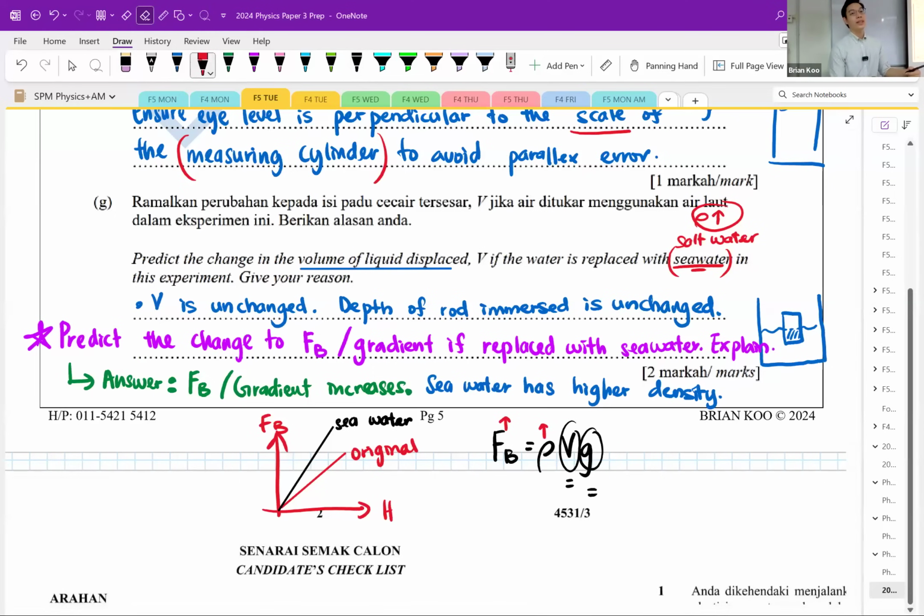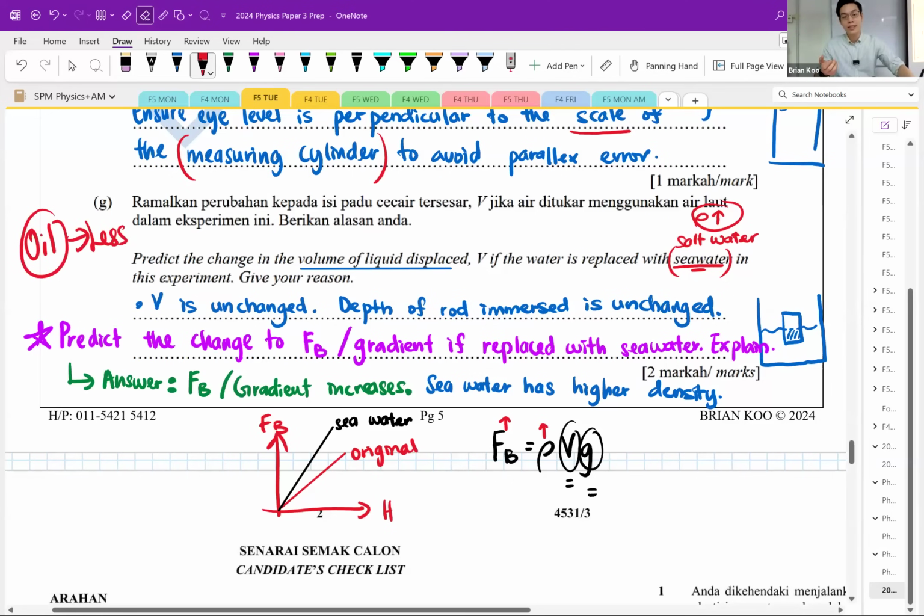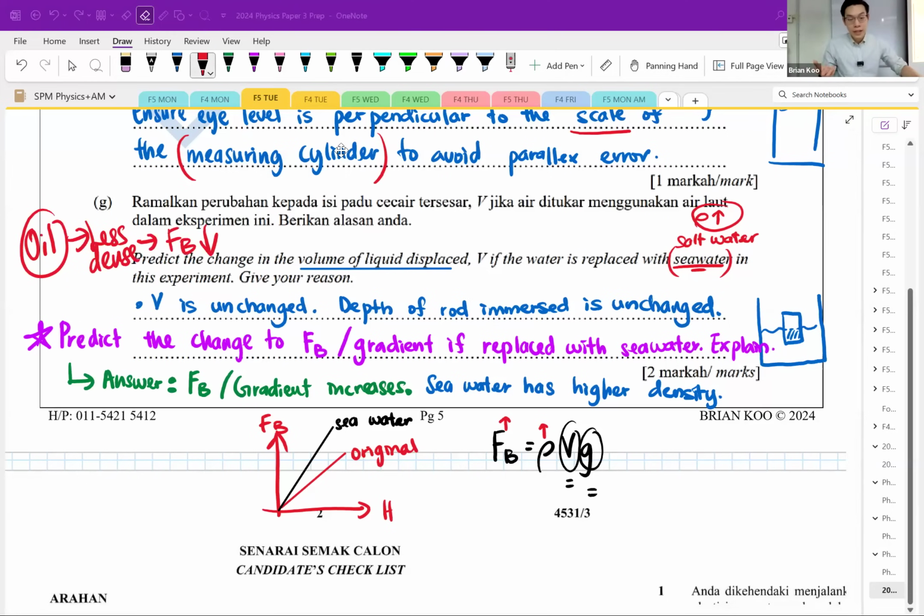Okay, it could be a tricky question also. What if I replace the water with oil? Then density lower. Okay, so we'll be smart. If it's oil, then it's less dense. Then FB will decrease. So it could be both. Can you say gradient is steeper? If the graph is going up, right? I feel you should just say increase. It's nothing wrong to say steeper. Nothing wrong. But if you ask me, I would prefer increase.